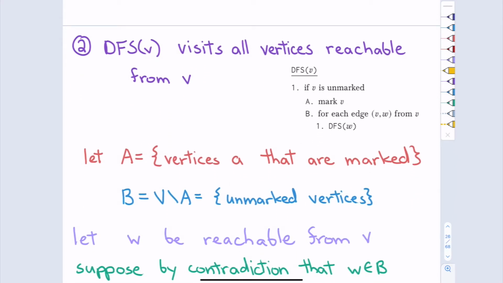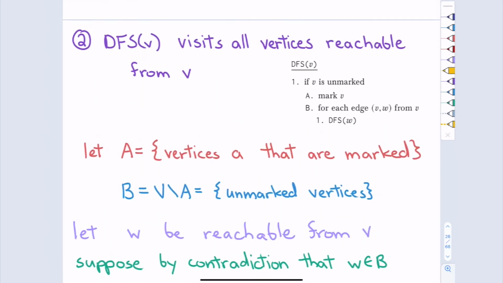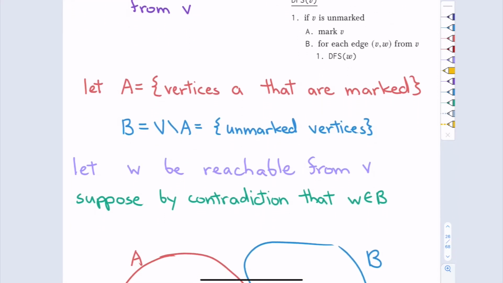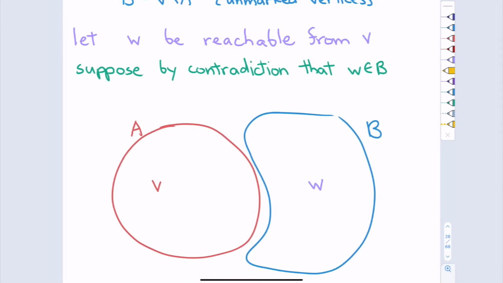Okay, so we're going to set this up as a short proof by contradiction. You run DFS from V, some vertices get visited, some vertices don't. So I'll say A are the vertices that get marked, that get visited. B are the remaining vertices. And then suppose by contradiction, there is some vertex W that is reachable from V, but for some reason didn't get marked. So it's sitting in that set B.